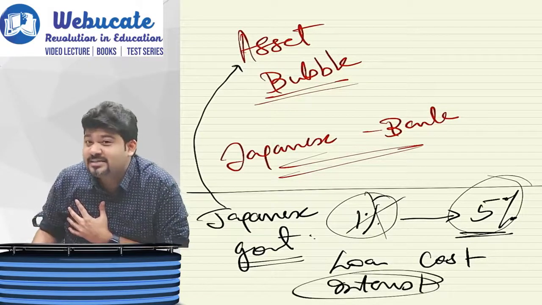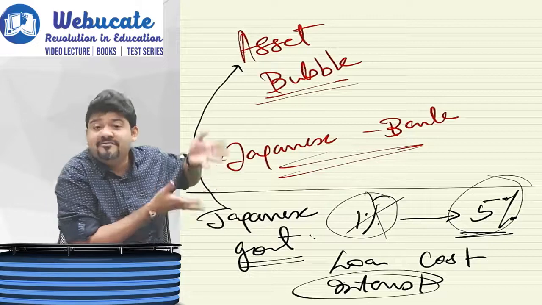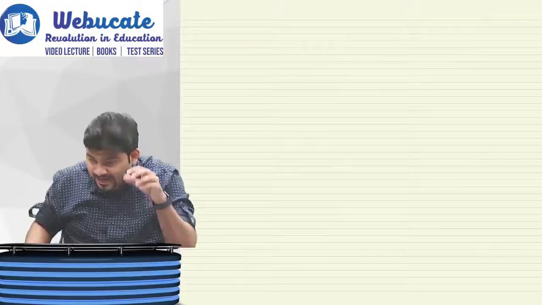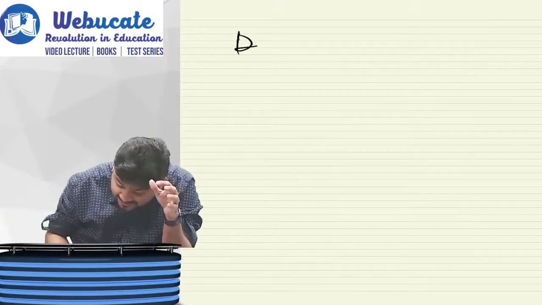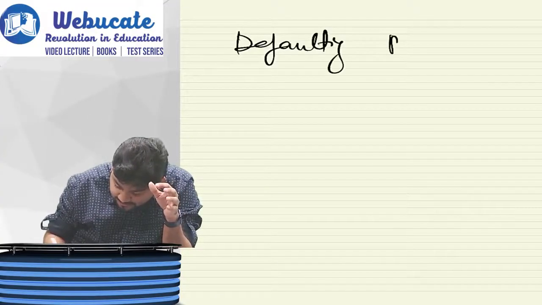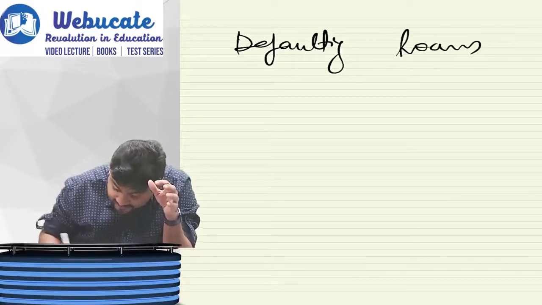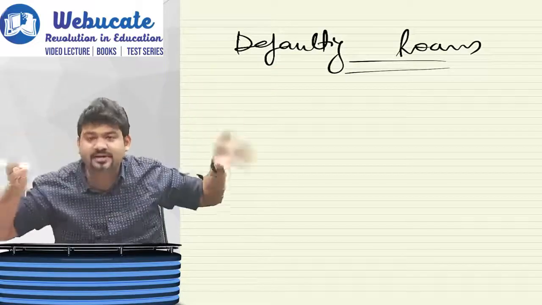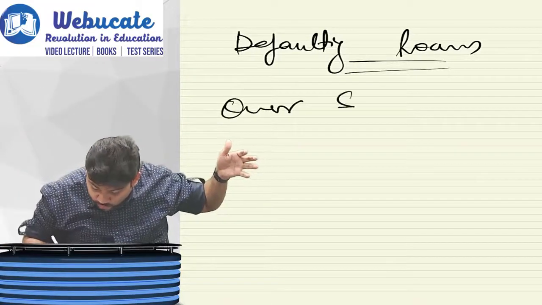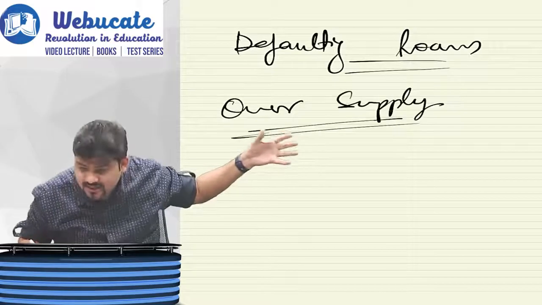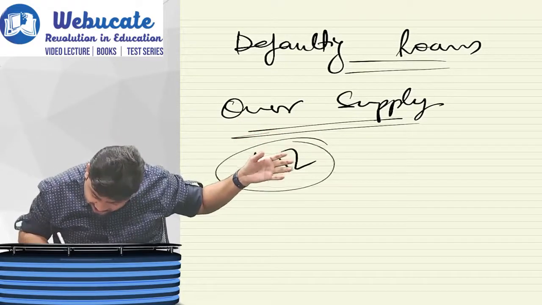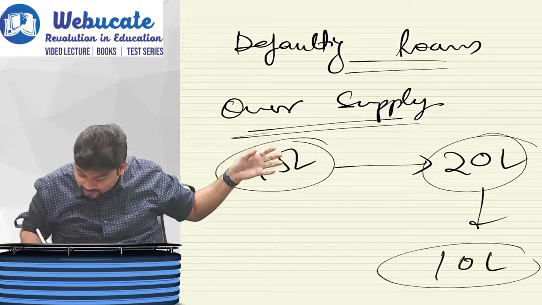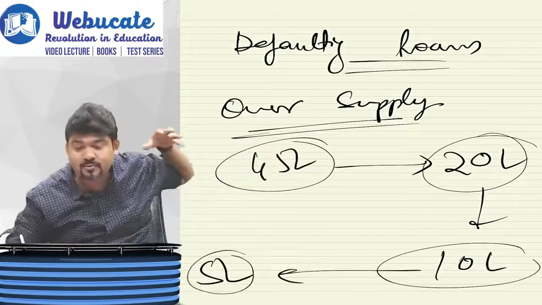And I thought I just have to pay 1%. Now I have to pay 5%. I do not have enough money to pay that 5% loan. And as a result of this, people started defaulting on the loans. As a result of that default, Japanese banks had a lot of mortgaged property and there was oversupply. As a result of this oversupply, the value of 45 lakhs went down to 20 lakhs. The value of 20 lakhs went down to 10 lakhs. And eventually it even went down to 5 lakhs.